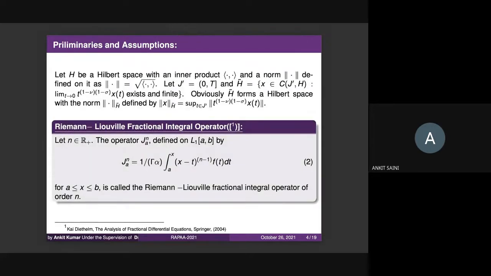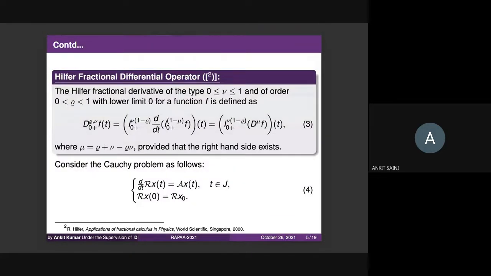Preliminaries and assumptions. Let H be the Hilbert space with inner product, and we also define another space H tilde with the supremum norm. The Riemann fractional integral operator is defined in equation second. The Hilfer fractional differential operator is defined in equation third. The Hilfer fractional derivative is basically a generalization of the Riemann fractional differential operator as well as an interpolation between the Riemann and Caputo fractional derivatives. Then we consider a Cauchy problem in equation 4.